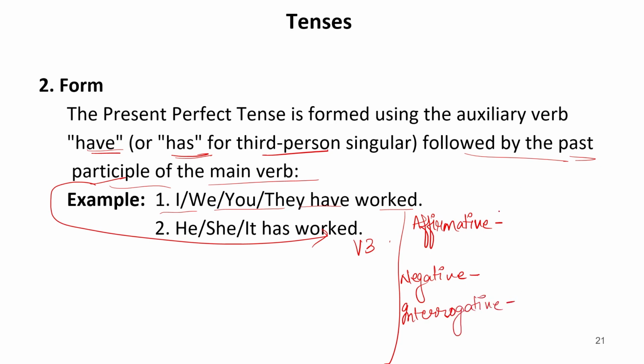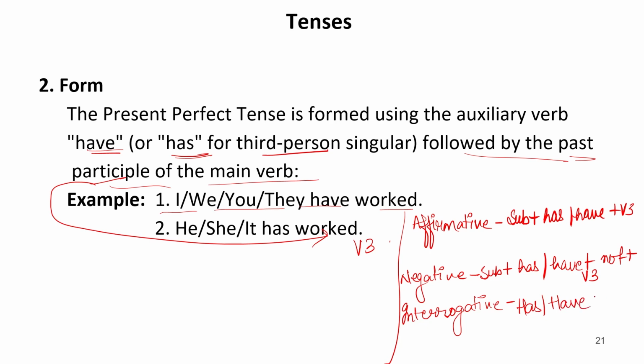Now, let us form the sentences. It is subject plus has or have plus verb third form plus object, then subject plus has or have plus not plus verb third form. Then in interrogative case, we have has or have at the beginning of the sentence, then we have subject, then we have verb third form, then we have object.